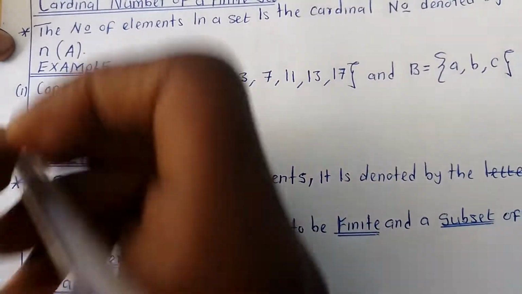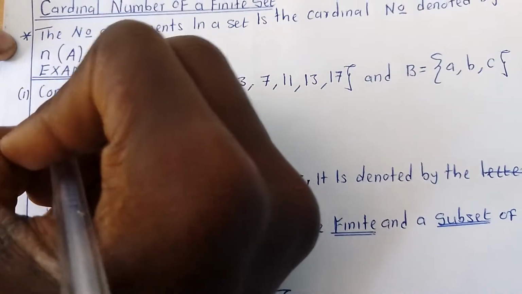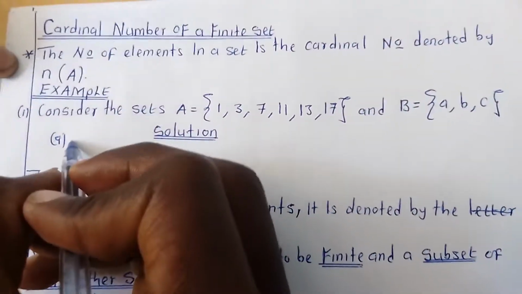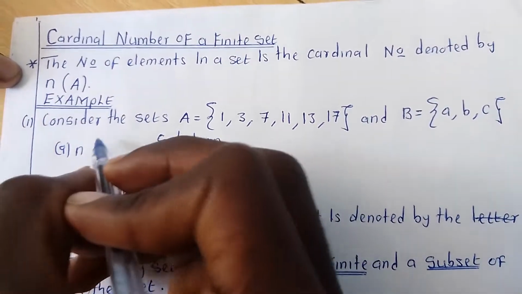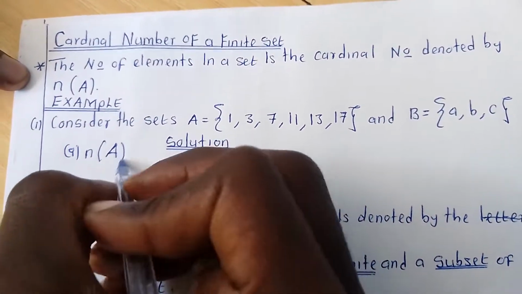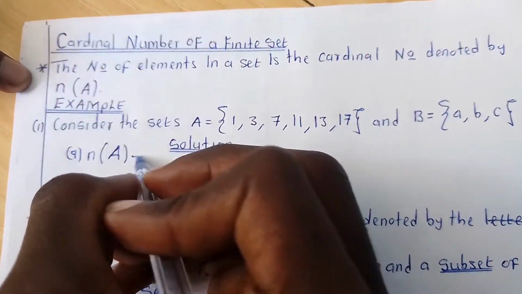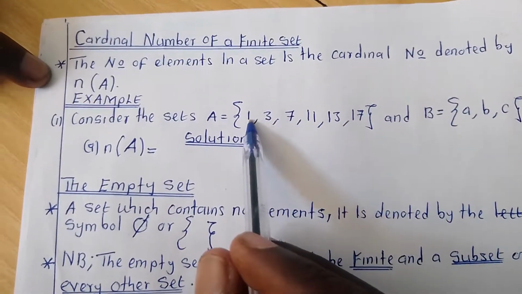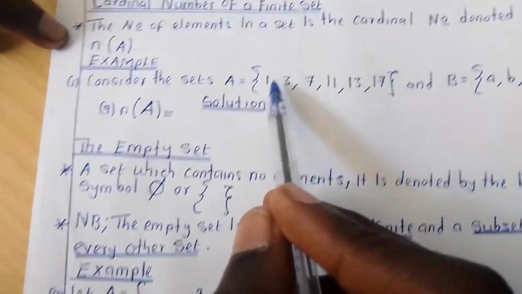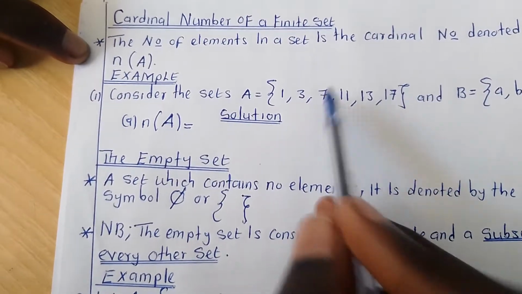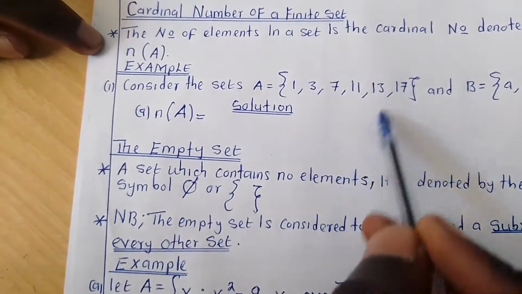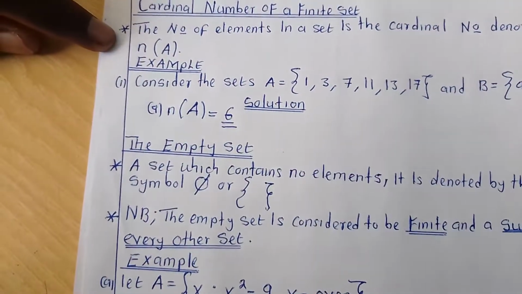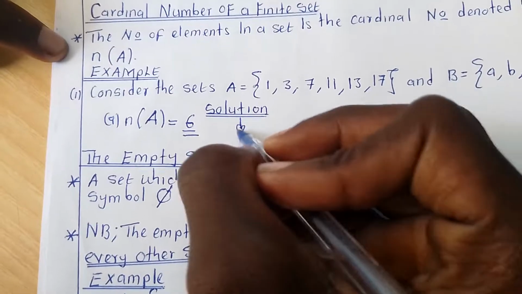For the first one, we are going to say that n of A, the cardinal number of set A, is going to equal to. This is very simple because I'll just count the number of elements in this set. So this is 1, 2, 3, 4, 5, 6. Therefore, the cardinal number is simply 6. We come to B.